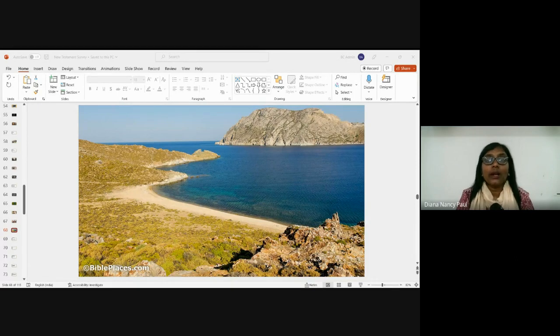John was later released from exile and returned to Ephesus, where he started the church, and he served there as a bishop. Later, he died of natural causes. Perhaps he was the only one to have died of natural causes, whereas the others were martyred.